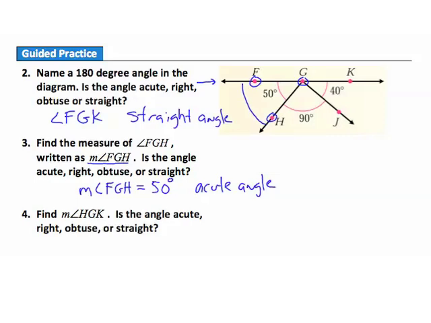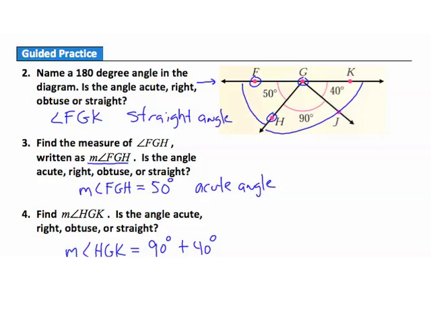Question 4. Find the measure of angle HGK. Is this angle acute, right, obtuse, or straight? Well, let's take a look at this measure of angle HGK. So we're starting at H, G, K. So we're looking at this angle right here, all the way across, HGK. And so we're going to have to add a couple angles together to make that one. So we would write the measure of angle HGK is equal to, in this case, that first angle is a 90 degree angle. And we're going to add to that the next angle that makes that up, which is a 40 degree angle. So when I add these two measures together, I'll get 130 degrees.